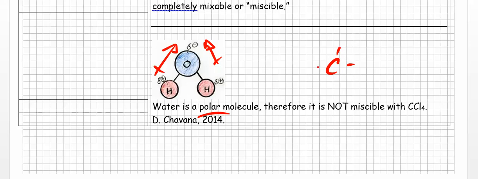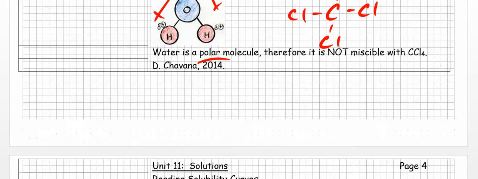Let me just draw a quick Lewis structure for that one right there. It's going to look like this. I won't bother with the lone pairs of electrons around the chlorine, but the point is it's the same in all directions, therefore it's nonpolar. Water and carbon tetrachloride are not going to mix readily, okay?